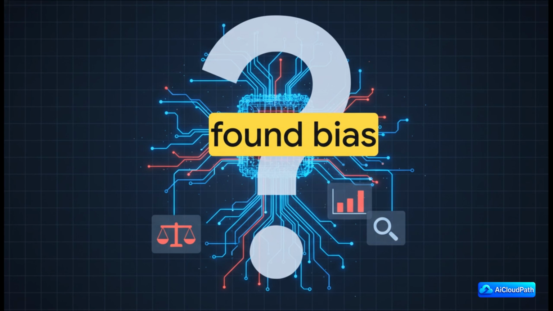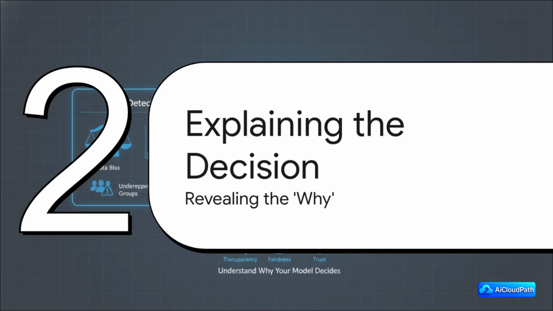So, finding the bias, that is a critical first step. But it's not enough. Just knowing it's there doesn't fix it. To solve the problem, we've got to understand its root cause. What factors are actually driving this unfair outcome? And that leads us to the second core capability of Clarify. This brings us to explainability. Once we know a model might have some bias, Clarify helps us dig way deeper to reveal the why behind any single prediction. It actually breaks down the decision-making process into pieces we can understand.